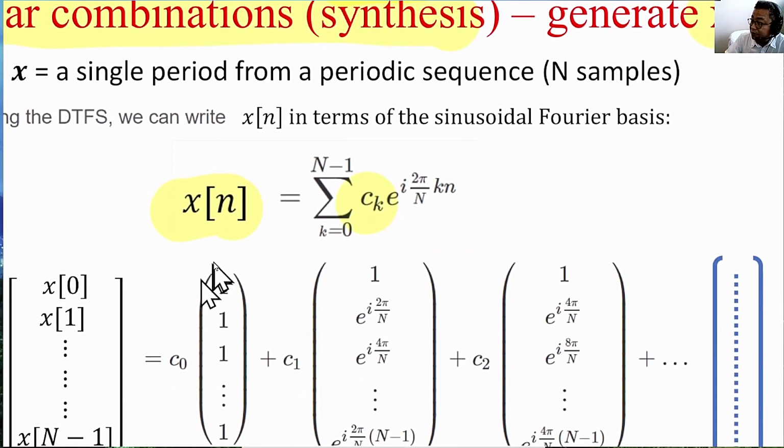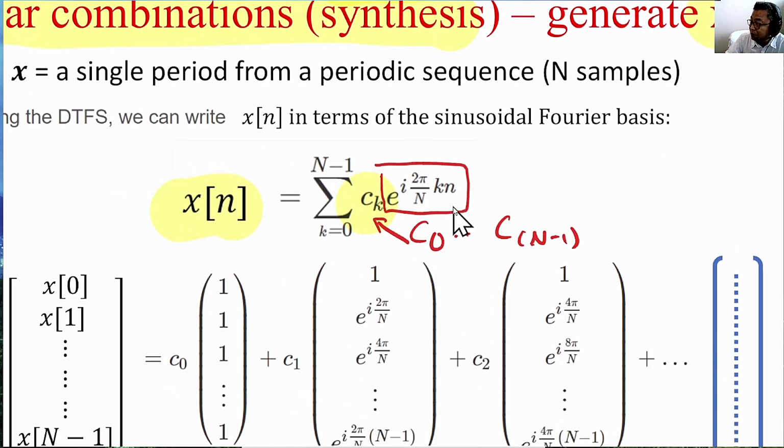Basically it says that to construct x[n], we use c_0 to c_{N-1}. That's all we need to do. And we multiply with this complex exponential, and now we'll study what this complex exponential means and why this equation can be viewed from the linear algebra perspective.